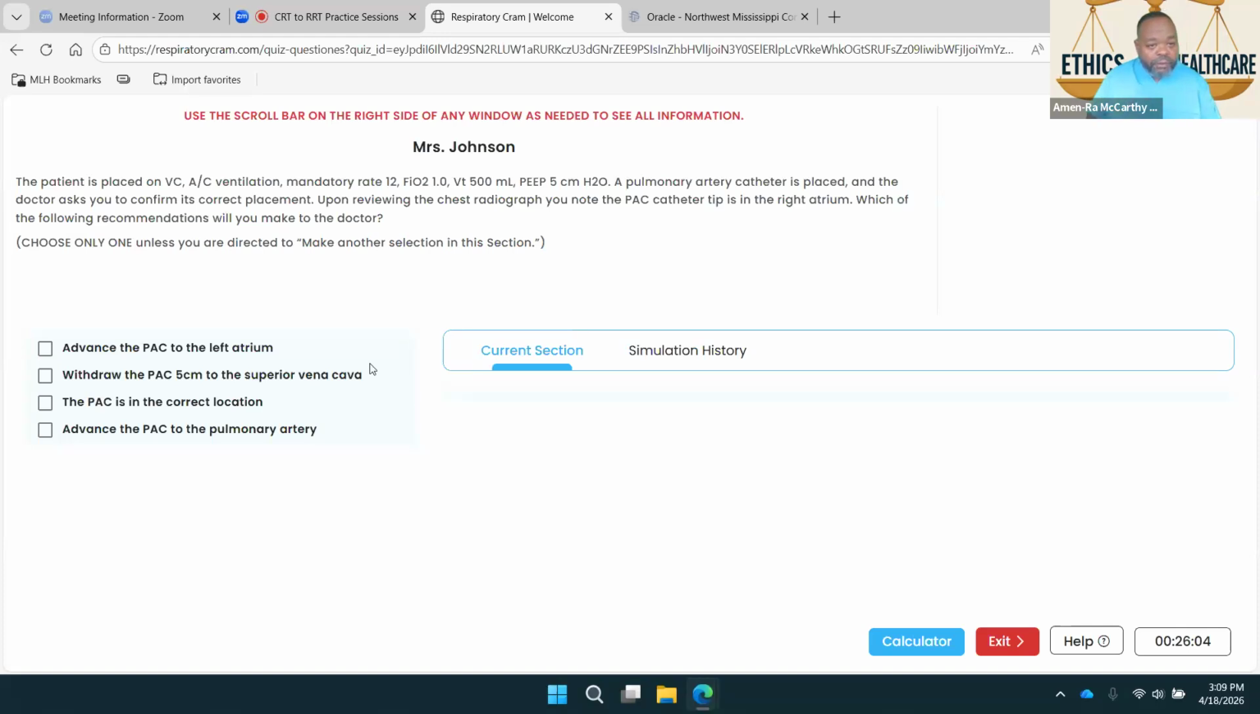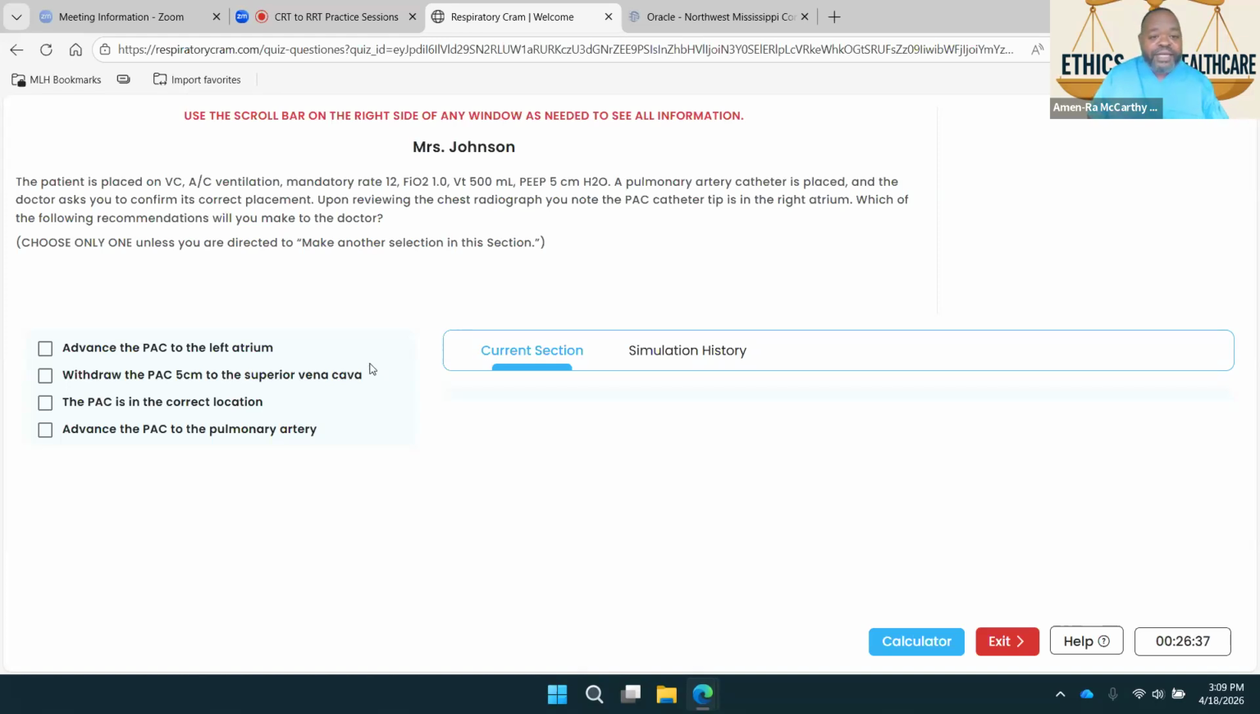All right. So you put them on the vent, 12, 100%, 500, a PEEP of 5. A pulmonary artery catheter is placed, and the doctor asks you to confirm its correct placement. Remember, that's the pulmonary artery catheter. We stick it in, and it goes through the heart and rests at the pulmonary artery, testing for hypertension, seeing if the patient has pulmonary hypertension. We're almost done, guys.